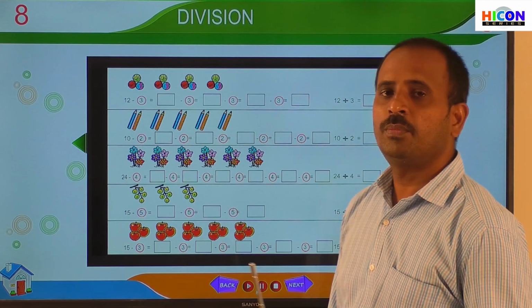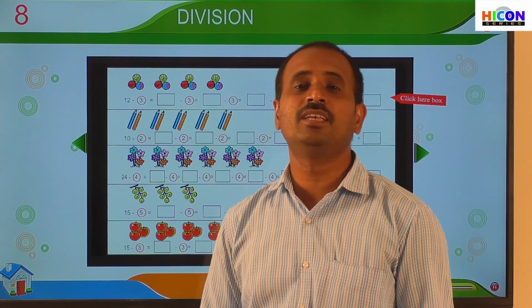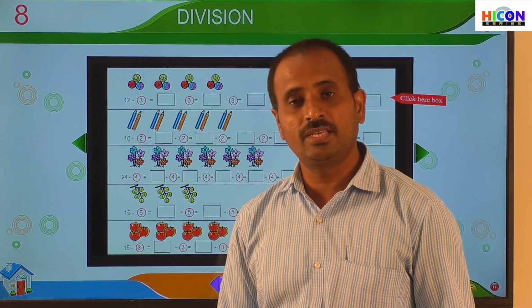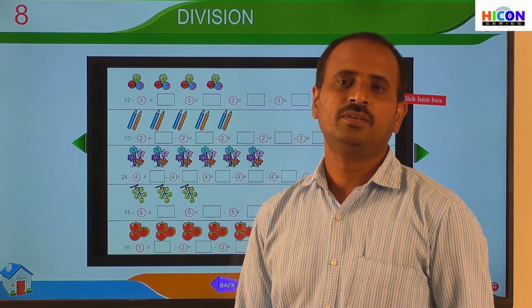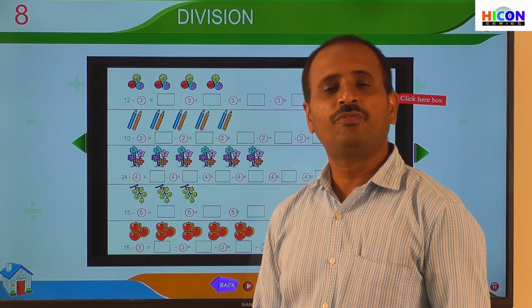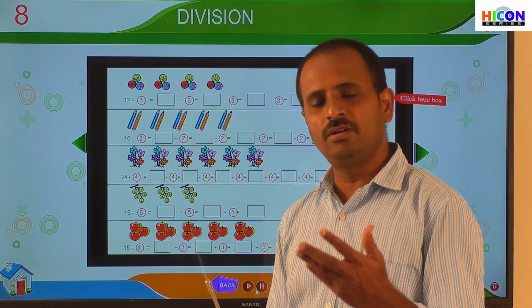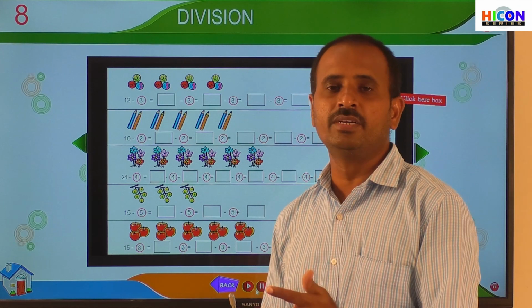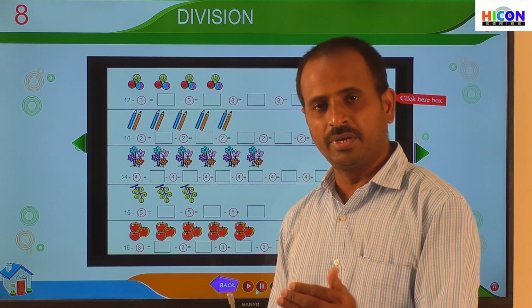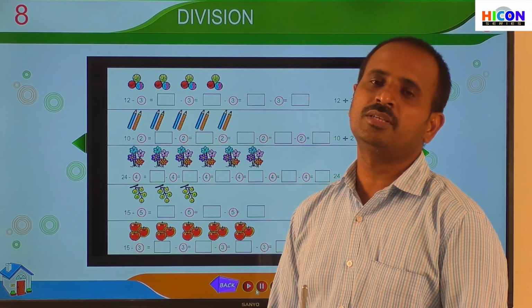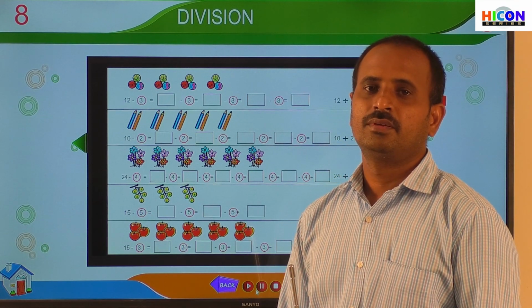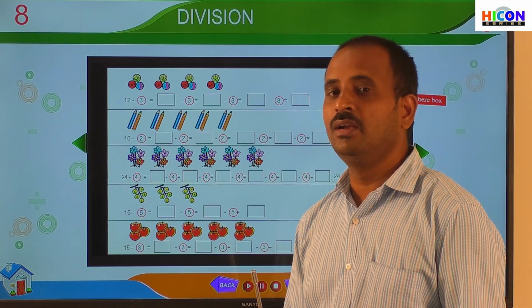So children, up to now we have discussed what division is and what symbol is used for division. What is division? If you subtract a number repeatedly from any number, that is called division.